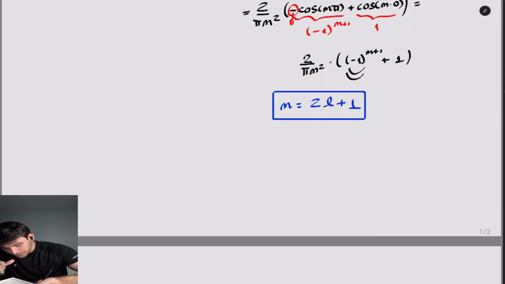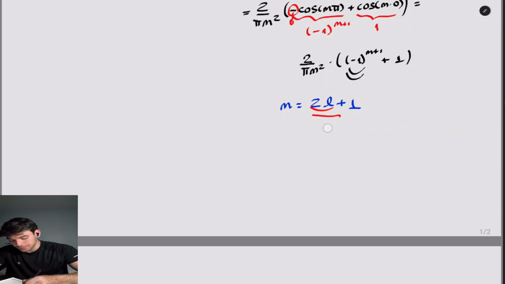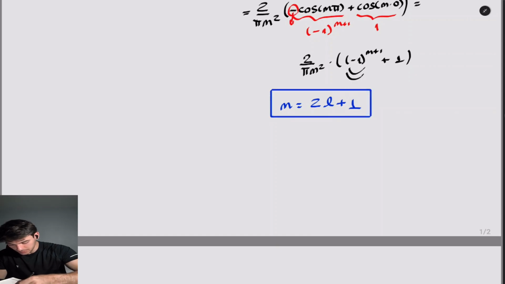When we write 2 times a number, we are forcing it to be pair since you can divide it by 2 because the 2 just cuts out. So this is a pair number, and when you add 1, it forces the number to be odd. So mathematically, when you write that a number equals 2 times another number plus 1, you're forcing this number to be odd. So that's what we're gonna do. So n equals 2l plus 1.